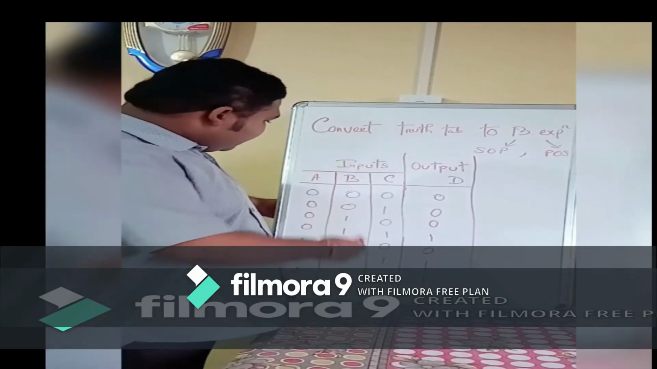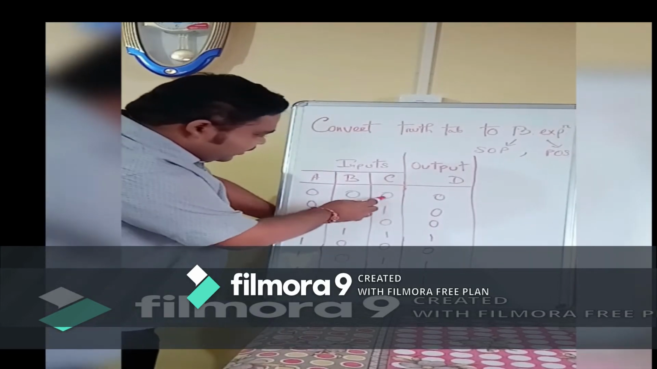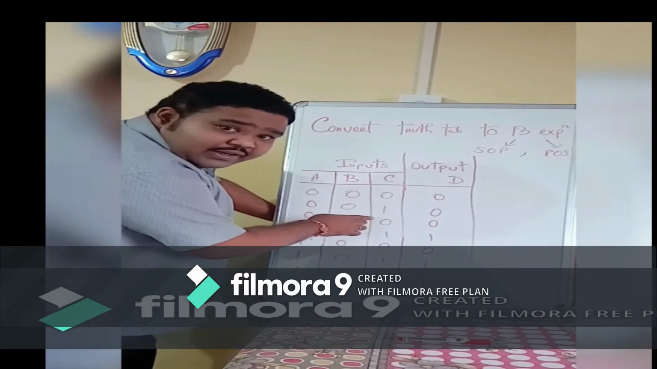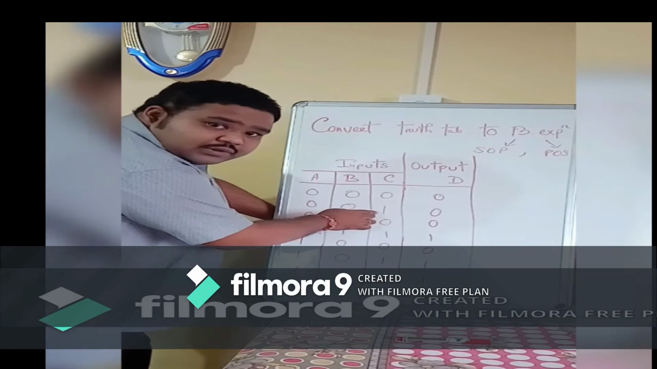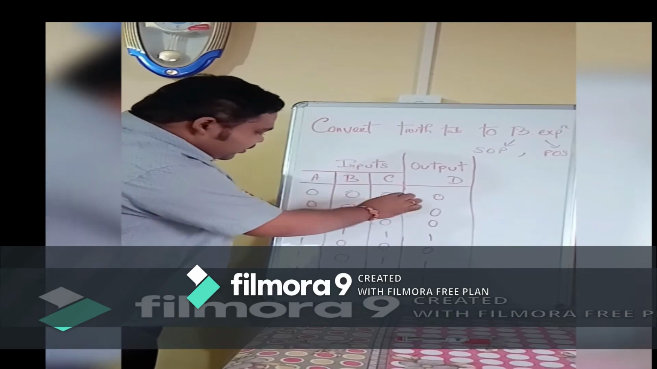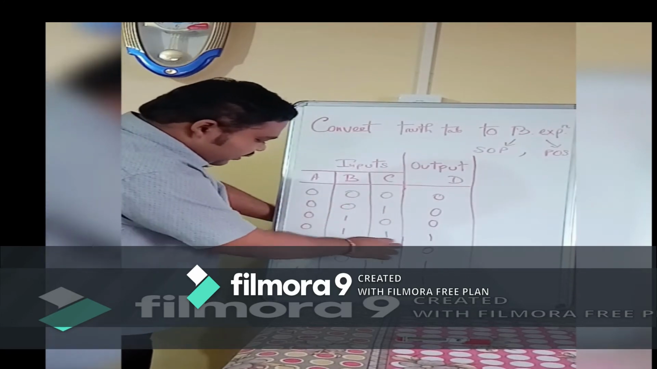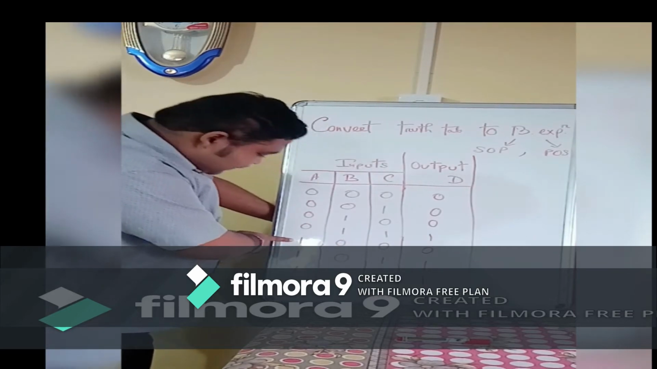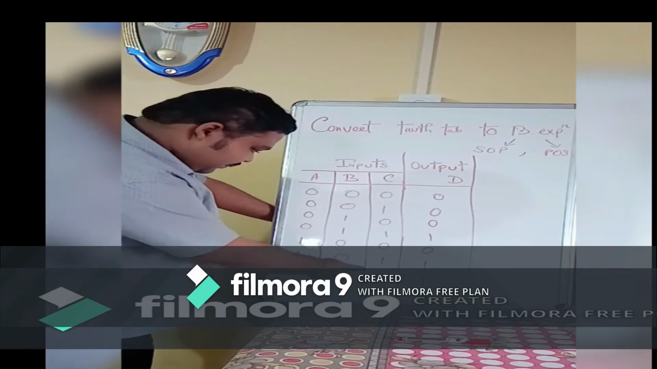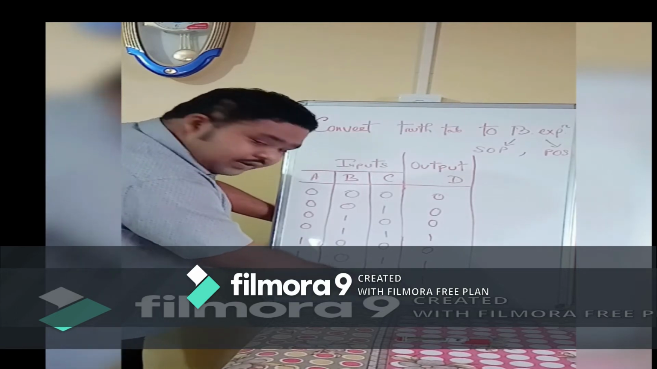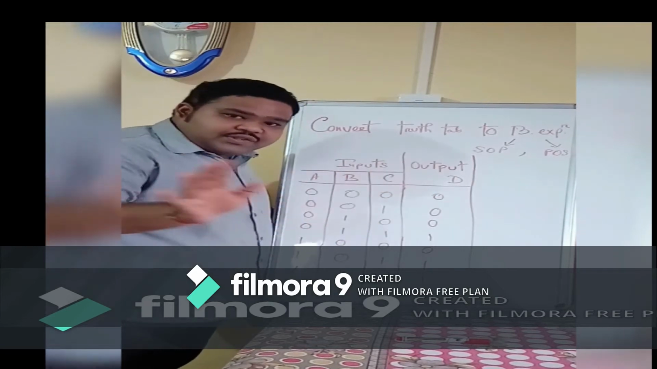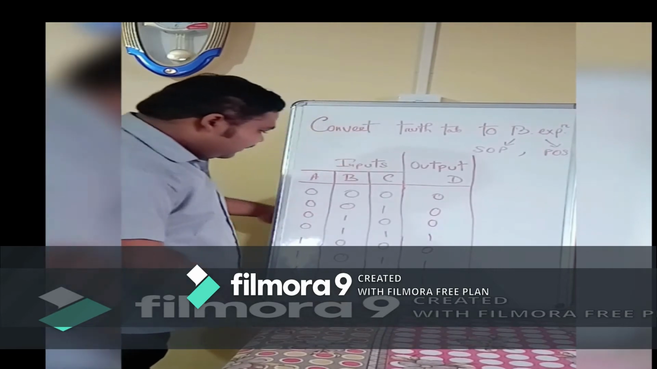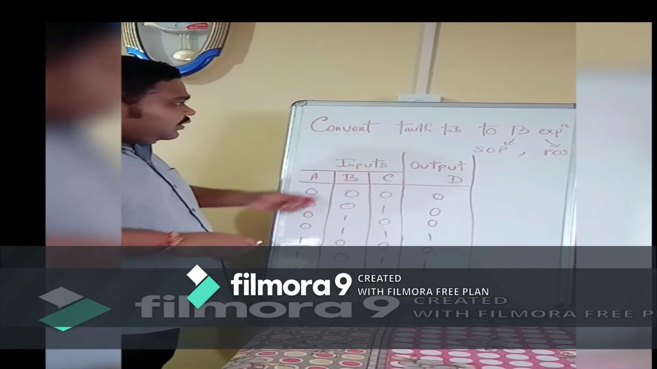Alright. So these are the combinations: 0, 0, 0. Then you go on adding 1 in binary addition: 0 0 0, then 0 0 1, 10, 11, 100. That is decimal 4 equivalent. Then 101, 110, and 111. Now the output is given to you. You need not find this output. The output is also provided. So from this you have to find the Boolean expression.